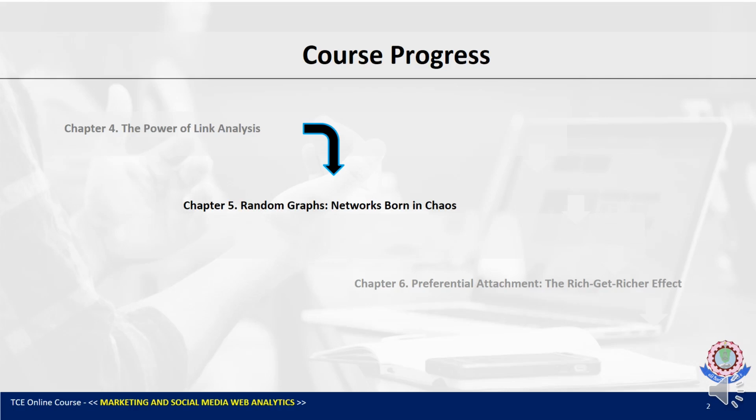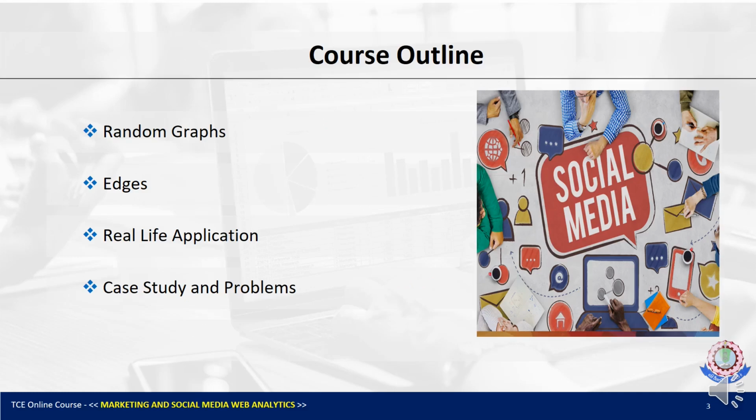So this is the progress of the course. In the last video, we have seen about the power of link analysis. Today we are going to see about random graphs, networks born in chaos. In today's class, we will go step by step through the following topics. What are random graphs? The ER model, the two model graphs, that is G(n,p) and G(n,m), key mathematical properties, examples and problem solving, applications in real systems, and a quiz at the end of this particular session.